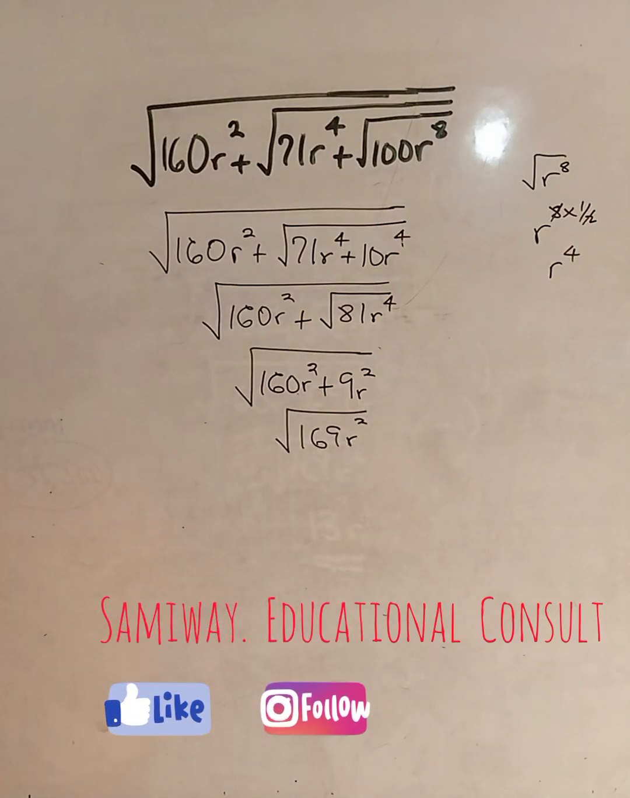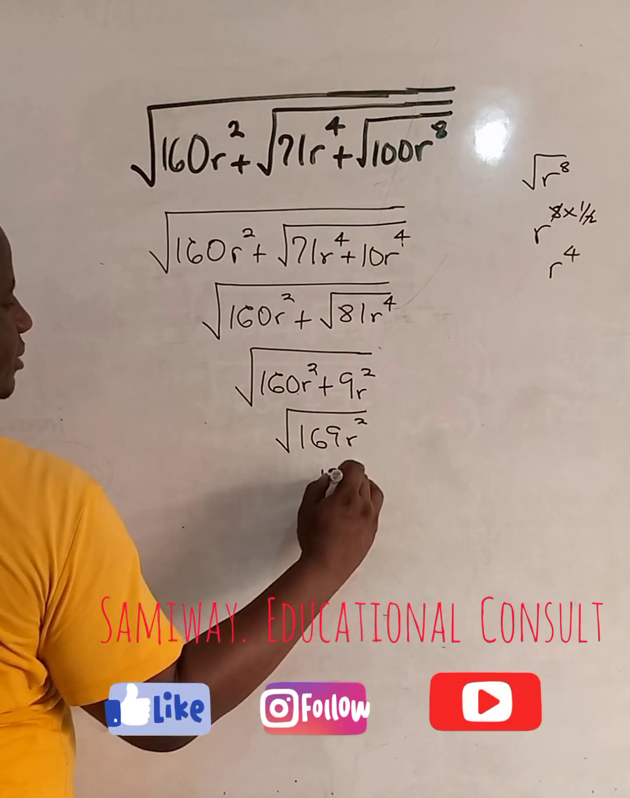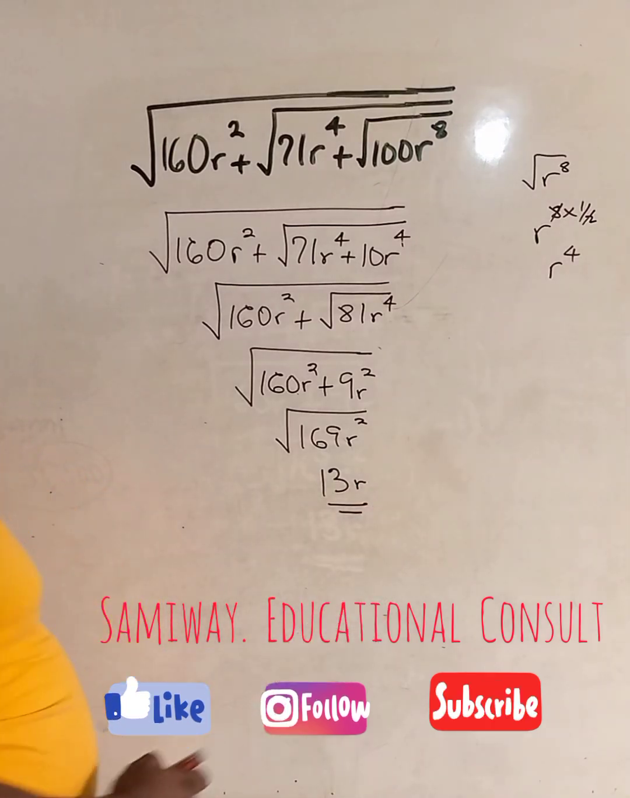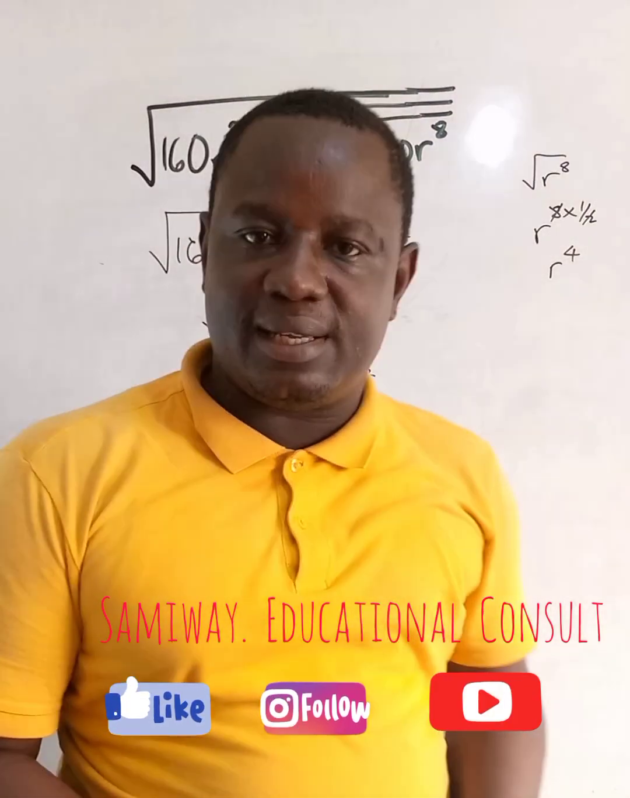Then finally, we can find the square root of 169, which is what? 13. Then half of 2 is what? 1. So therefore, the answer is 13r.